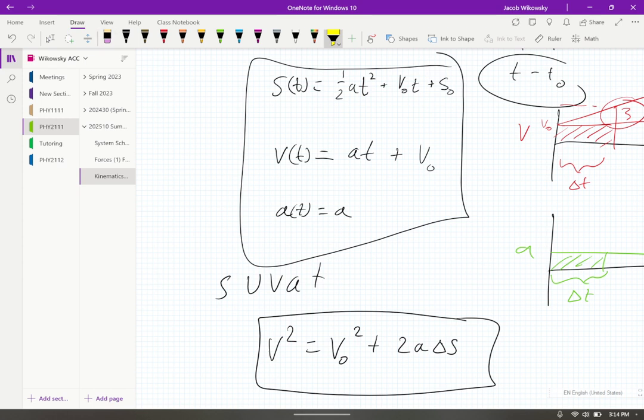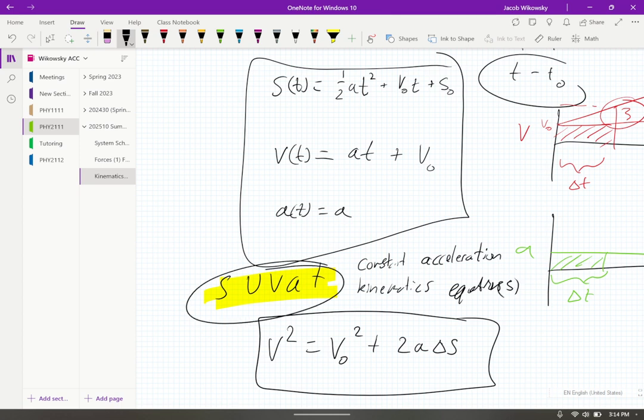That's the other thing. Suvat is really an acronym for constant acceleration kinematics equation. Which is why we often don't write that, we write suvat and say suvat because it's way faster than this.